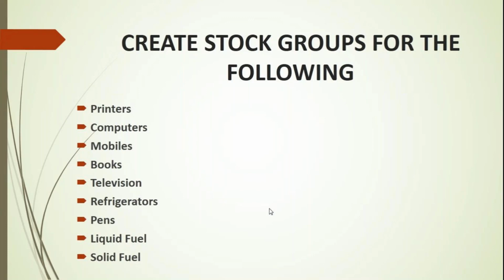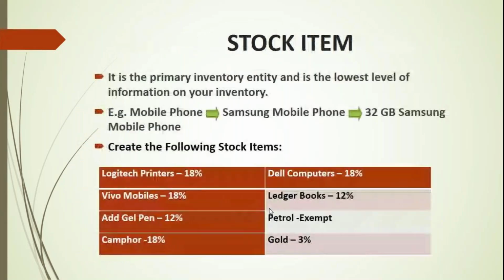Okay. So now we move on to the stock items. Yes. This is the main stage we land on. So stock item is a primary inventory entity and is the lowest level of information in your inventory. Yes, right. So the nth product or the nth level is what we reach.